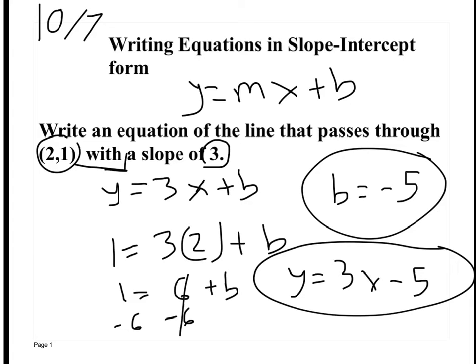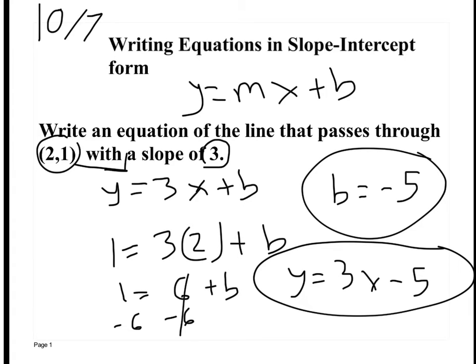You can check your answer by plugging in 2 for x and 1 for y. 2 times 3 is 6. 6 minus 5 is 1. And 1 equals 1, so we must be right. Any questions on how to write an equation with a point and a slope?